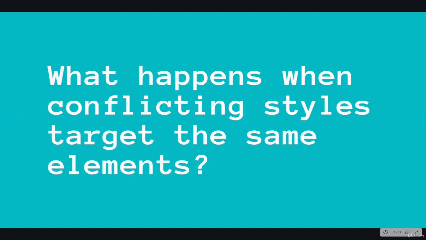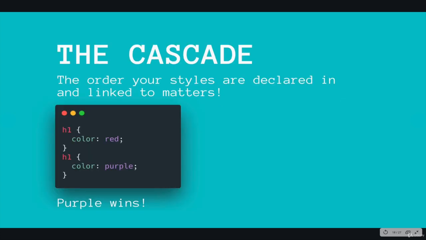Next up, what happens when we have conflicting styles that are targeting the exact same element or elements? Well, we already talked about how order matters. So in this case, if H1, that's our main selector, just all H1s, we want them red, and then later on, all H1s, we want them purple. Well, they're basically the exact same selector. They are the same selector, so it just comes down to order.